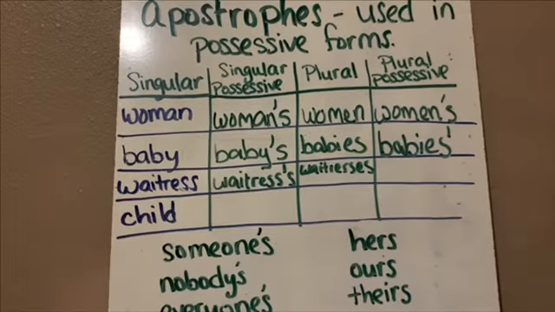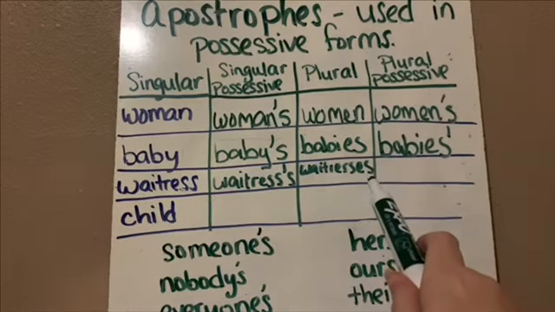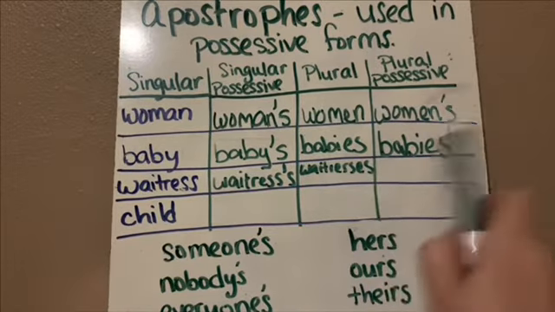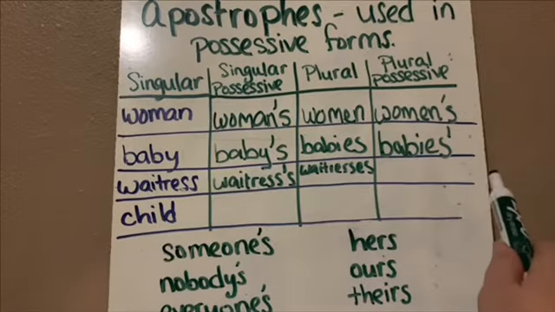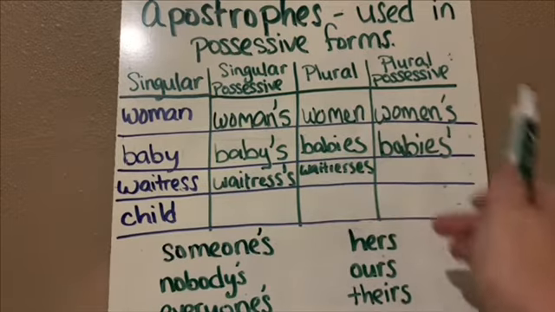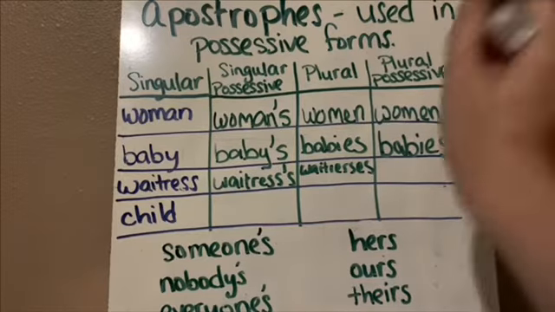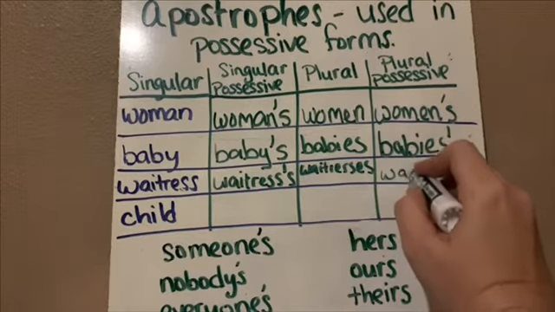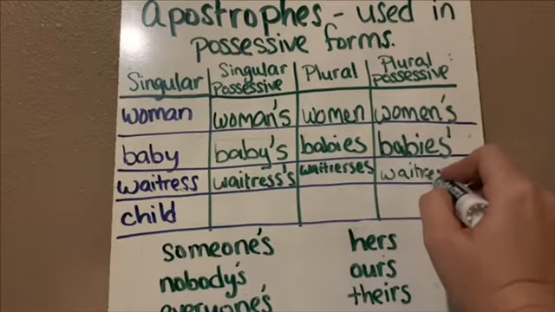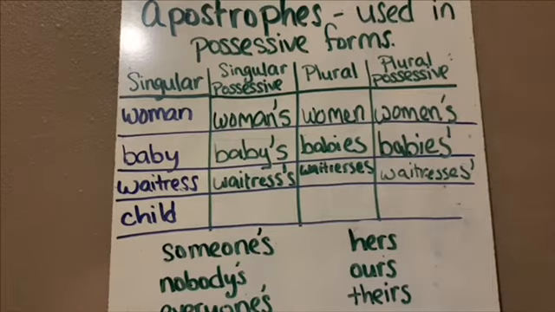Waitresses, once again, my plural noun ends with an S. So where is my apostrophe going to go? It's going to come after the S. So the waitresses' tables. So I'm talking about many waitresses and their tables. Okay. All right.